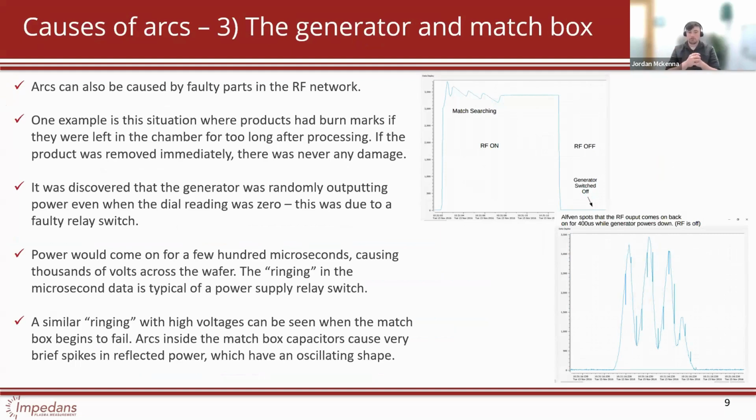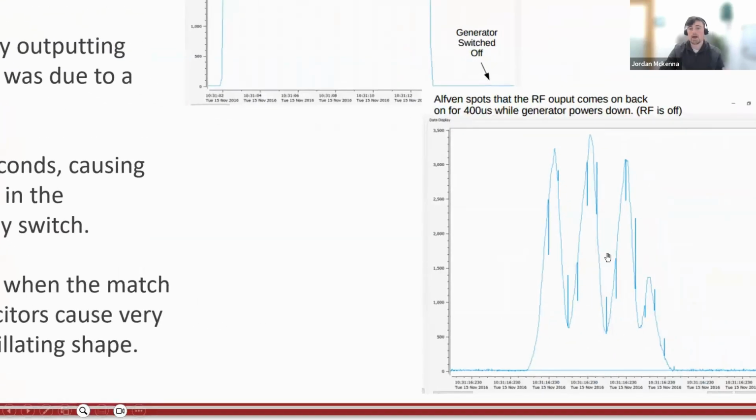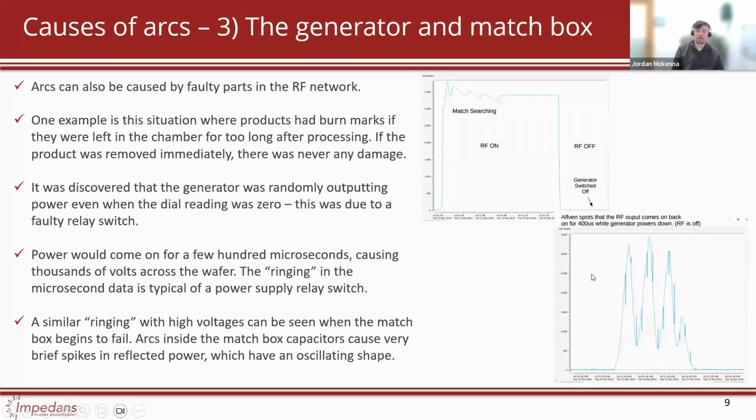The reason for this was discovered: the generator was randomly outputting power even when the dial was at zero, due to a faulty relay switch. During this off period, if I zoom in a little bit, you can see the voltage spiking to about 3000 volts, and we have this ringing effect. Ringing is a common thing we see if there's something faulty in the RF line, say a faulty relay switch or failing matchbox capacitors. They give this kind of oscillating shape.